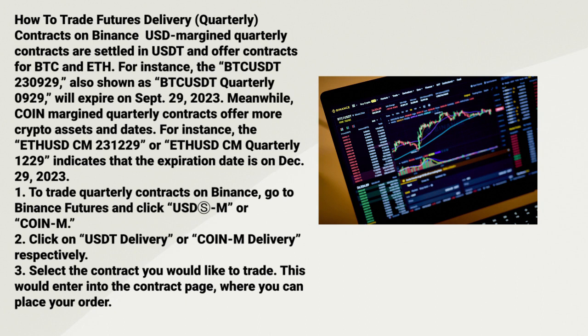Meanwhile, coin margin quarterly contracts offer more crypto assets and dates. For instance, the ETH/USD CM 231229, or ETH USD CM quarterly 1229, indicates that the expiration date is on December 29, 2023. 1. To trade quarterly contracts on Binance, go to Binance Futures and click USDM or Coin M. 2. Click on USDT delivery or Coin M delivery respectively. 3. Select the contract you would like to trade. This would enter into the contract page where you can place your order.